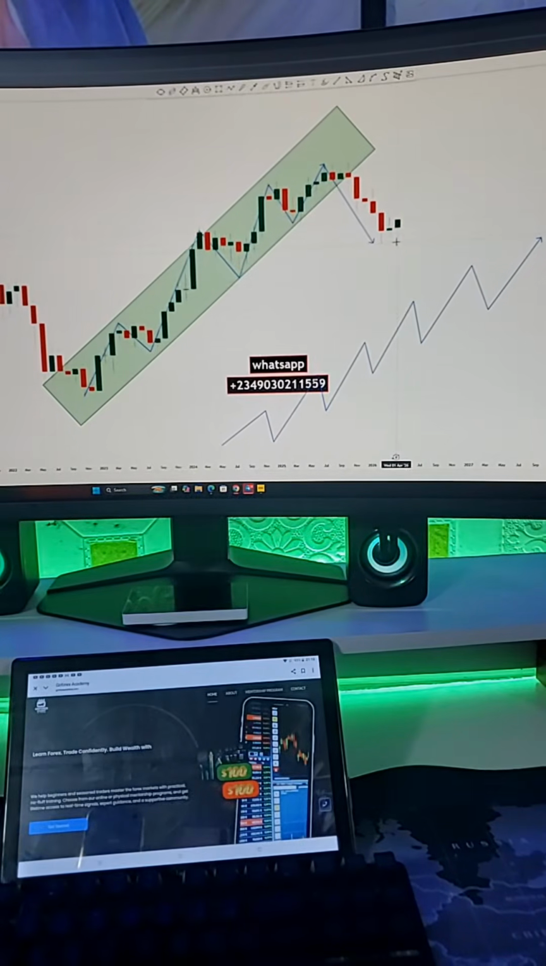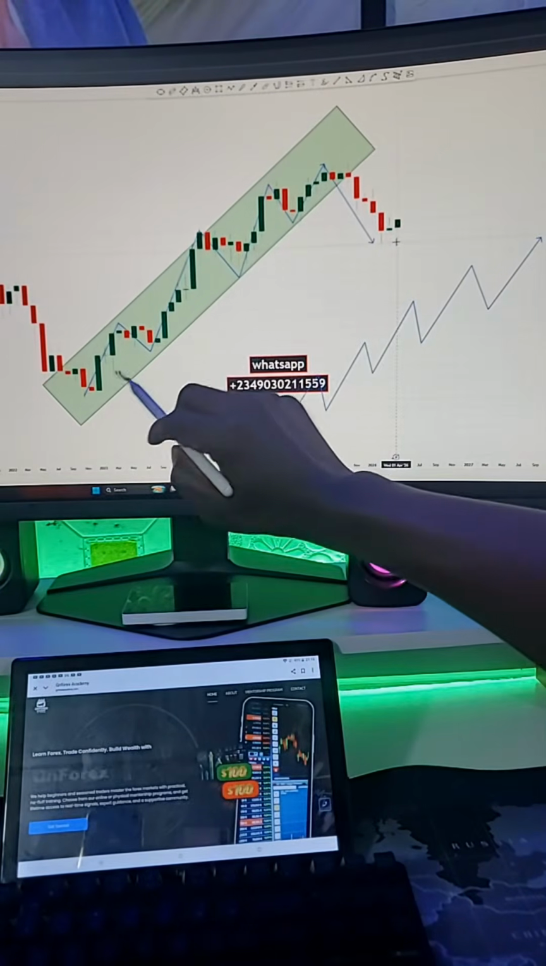Somebody said wait for the break of structure. Which break of structure again? Let me show you something. Make I show you something for here. Market just break out from a trend line.